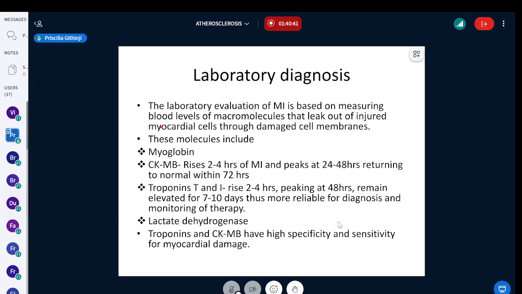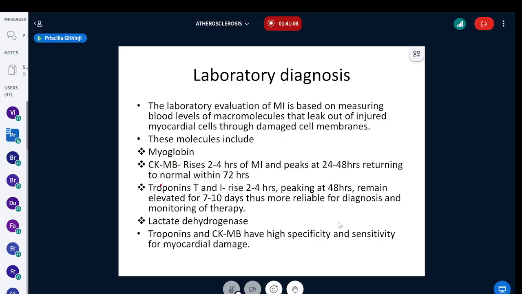So if a patient presents with that substernal pain, you can order a CKMB. And if it is high, and you also include your ECG changes, this is diagnostic of a myocardial infarction. But this was what was used long ago. There are also hospitals where there are limited resources, where CKMB probably is still being done.